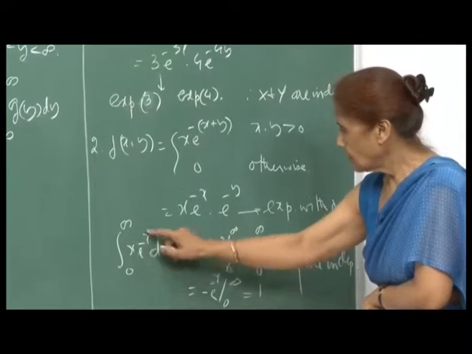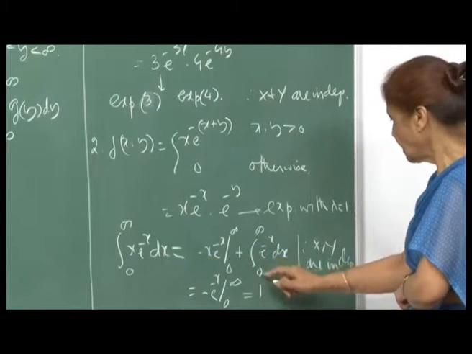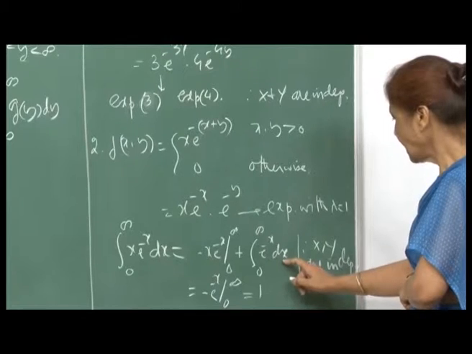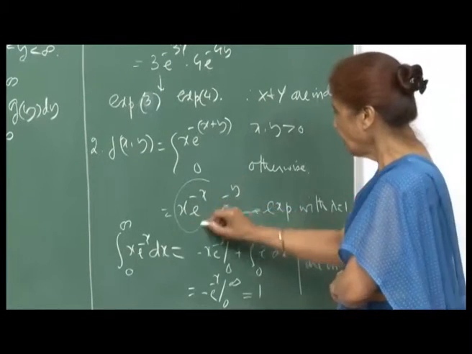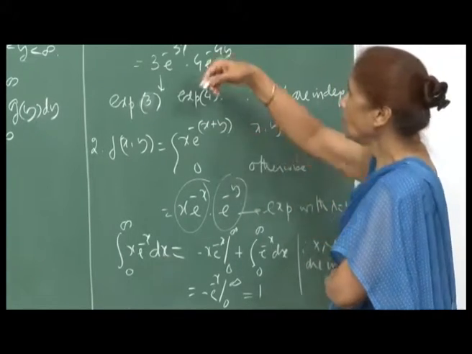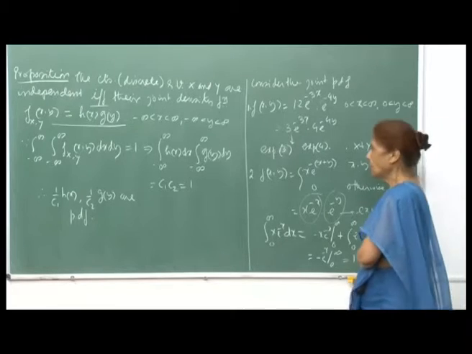Take this as the first function. So, from 0 to infinity, this gives you 0, then you have plus the integral from 0 to infinity of e raised to minus x dx, which integrates to 1. So, therefore, this is a PDF and this also is a PDF. So, the proposition again tells us that x and y have to be independent random variables.